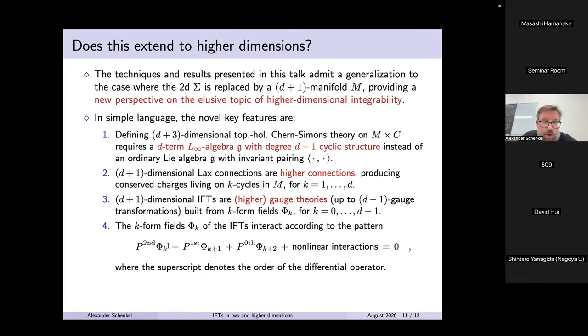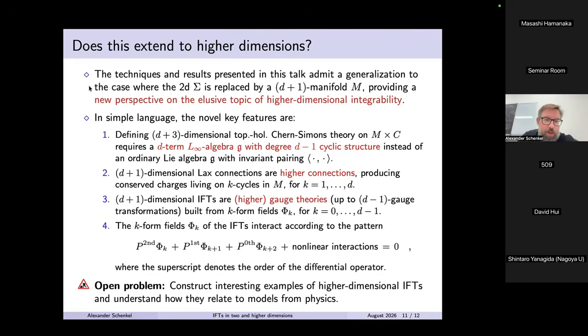There's a second order differential operator on the k-form, a first order differential operator on the k plus 1 form, a zeroth order differential operator on the k plus 2 form, plus nonlinear interactions you get from homotopy transfer, equal to 0. So the equations of motion of these types of higher dimensional integrable field theories are equations of motion for form fields of this type.